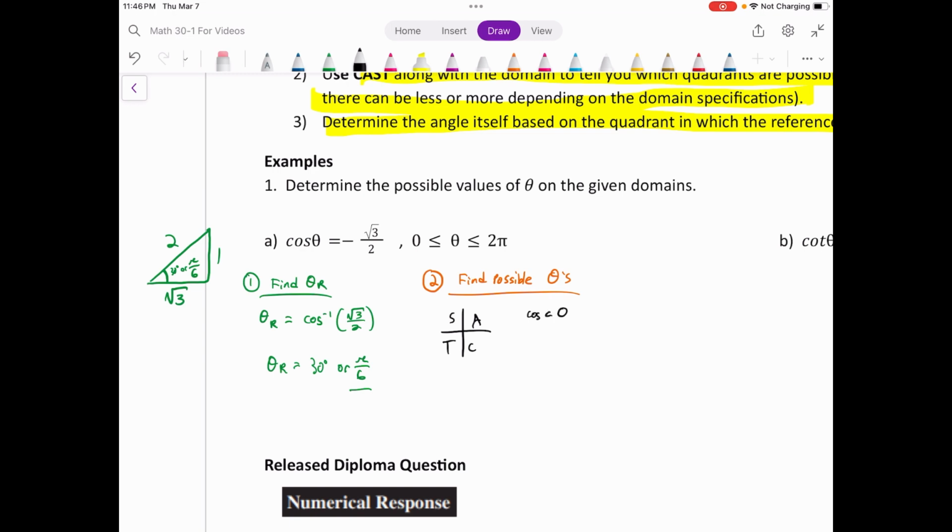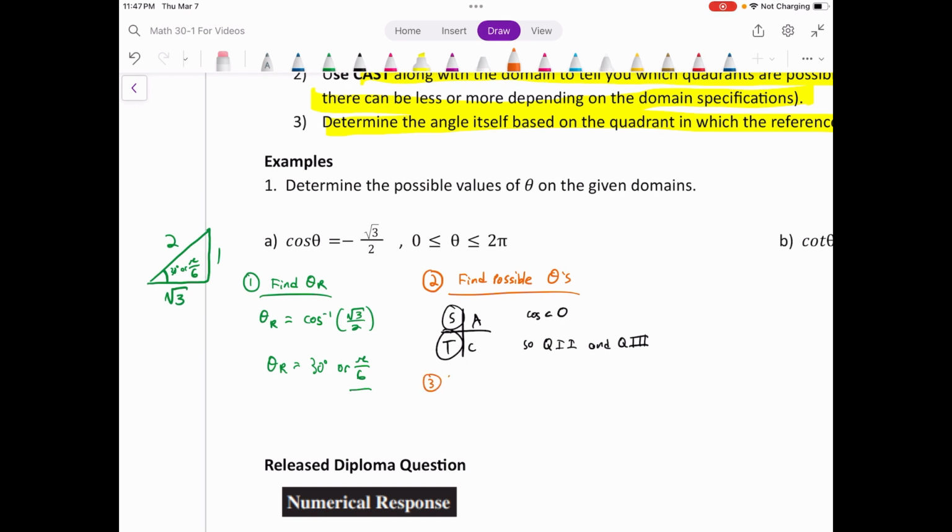Right? Well, it's not in quadrant 1, they're all positive. It's not in quadrant 4, cos is positive there. So we are in quadrants 2 and 3. That is where our angles can be. Okay, so cos is negative root 3 over 2, meaning we must be in quadrant 2 or 3. So quadrant 2 and quadrant 3 are where we will have angles with a cosine ratio of negative root 3 over 2. Next up, we just got to figure out what those thetas are.